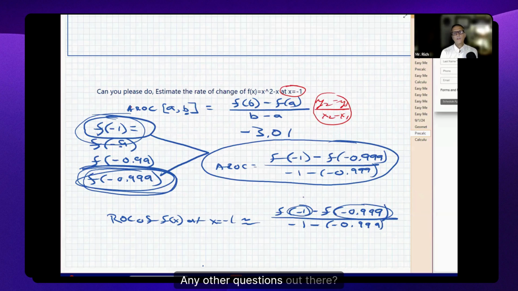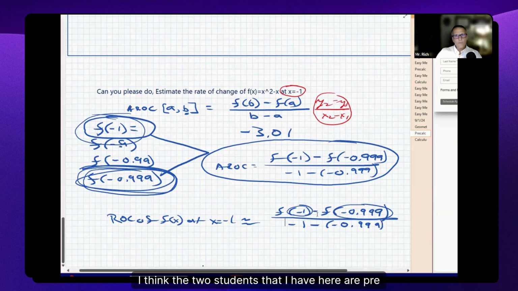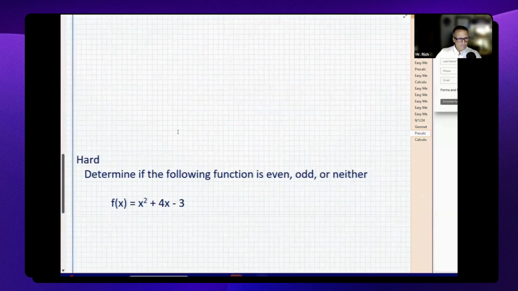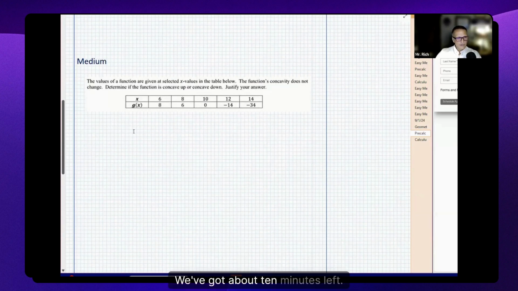Any other questions out there? I think the two students that I have here are pre-calc and calc. So let me see what I had. We've got about 10 minutes left. I might be able to get a few problems in.